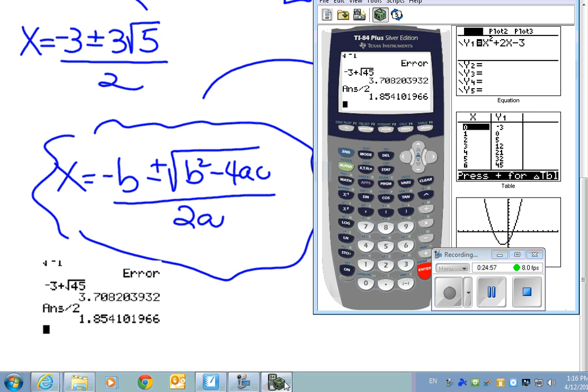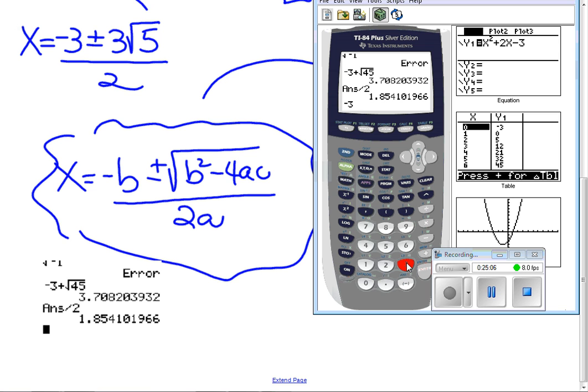You know what I have to do for the other one? Okay, Cole, I have to do negative 3 minus that. I could either rekey it, which I think I will. Then it's minus the square root of 45. You can type in the whole thing if you have the newest operating system for an 84. And then we're going to divide by 2. There's the other answer.